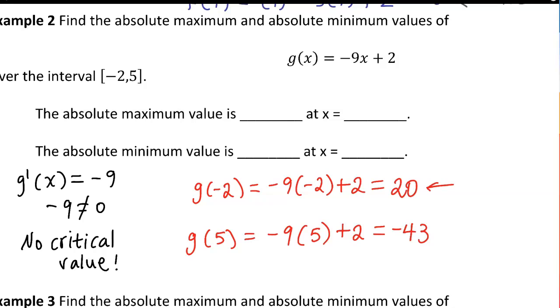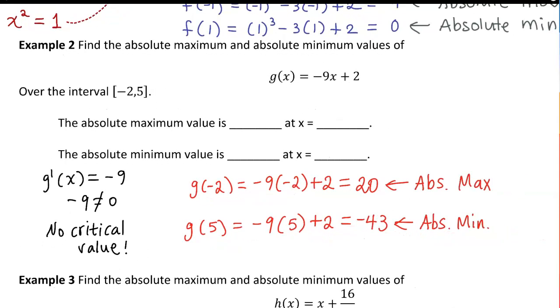So this one is bigger. 20 is bigger, so this must be the absolute maximum. And because this is smaller, this is the absolute minimum in this interval. So let's fill in the blanks. Absolute maximum value is 20, and this happens at x equals negative 2. Absolute minimum is negative 43, and this happens at x equals 5.